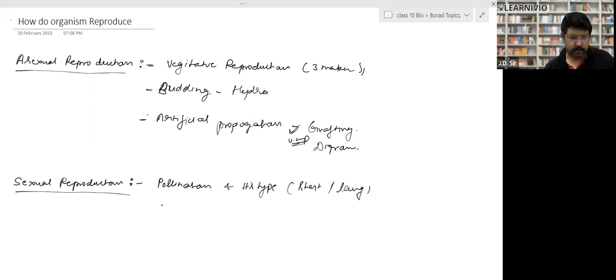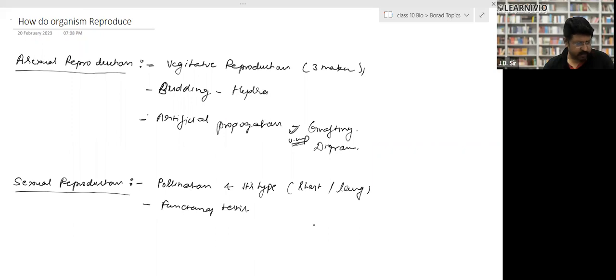Then human reproduction, function of testis. They can ask you why the testis are found outside of the body. Then you have to mention that it is to maintain the temperature and all that, right? We have already discussed all that in detail, so I don't think I need to discuss it again.